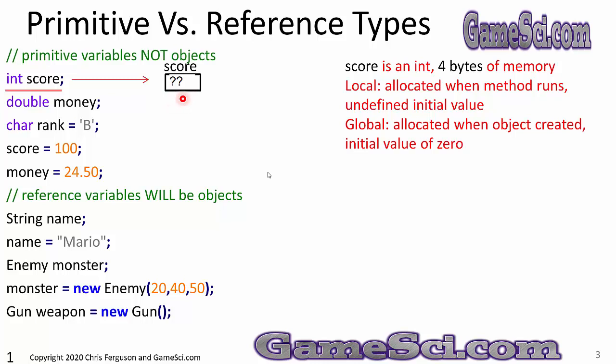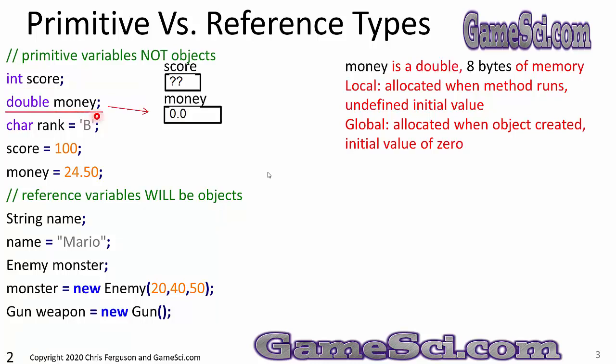The reason I put 2 question marks in there is if this is local, meaning it's declared inside of a method, it will not have a value after the declaration. It's an undefined value. However, if this was a global variable declared at the top of the class, it would be allocated when the object is created, and it would have an initial value of 0. So depending on the kind of variable, local or global, it may or may not have an initial value.